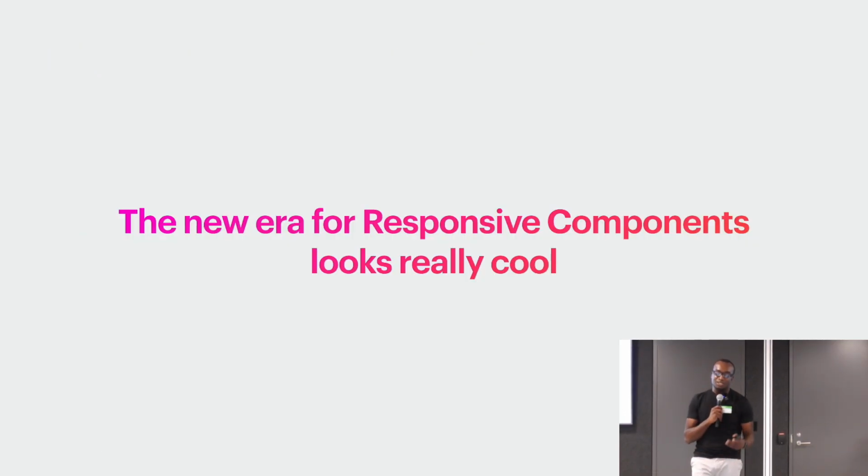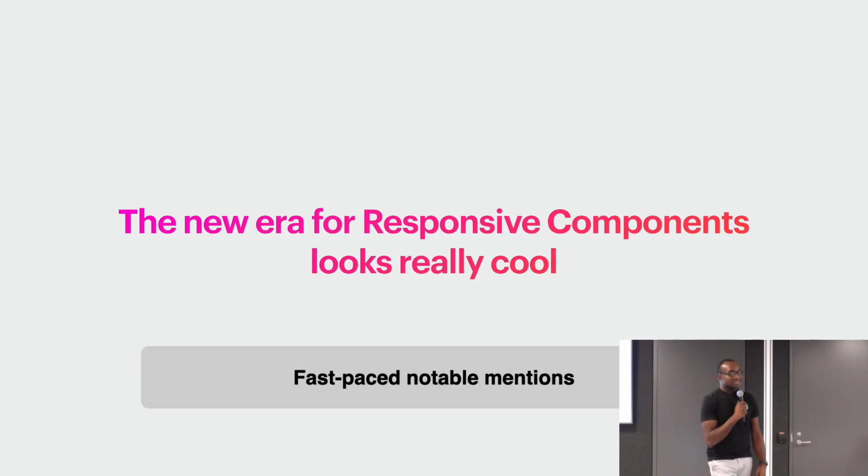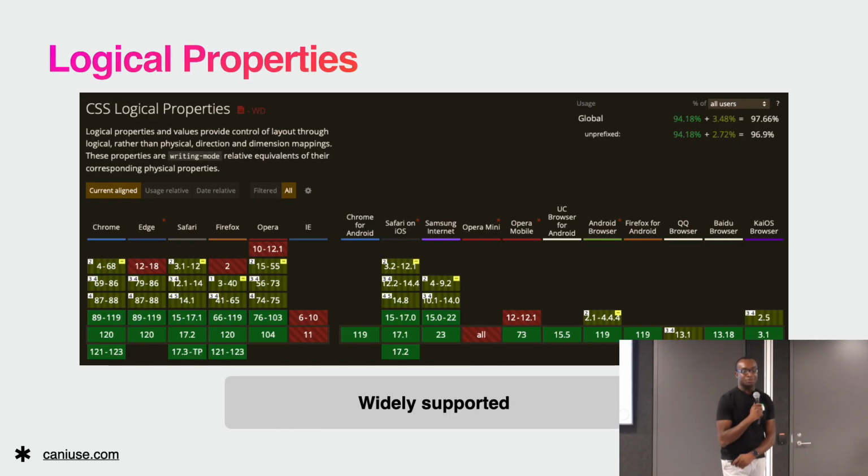The new era of responsive components looks really, really cool. So, time for some fast-paced notable mentions. Logical properties themselves are now fully supported within the browser itself. So things like inline size, the inline direction or the block direction, start or end. We no longer have to say that we're going to be at the left or the right side. We can say if we're at the start, and if we're in a rightward-facing language, that will automatically switch to a right-to-left reading language there.